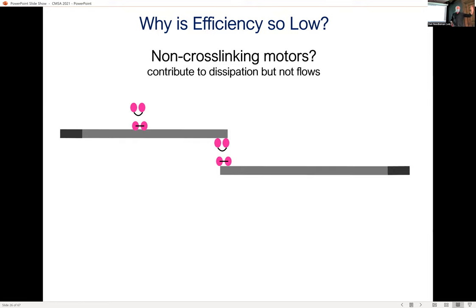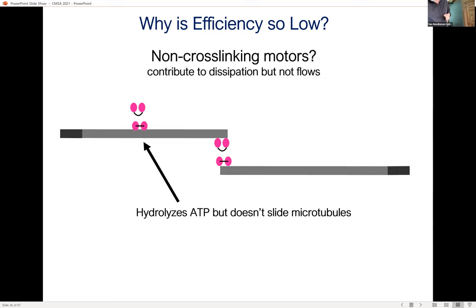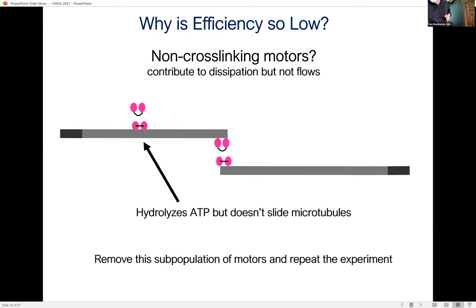The important thing I didn't mention is that the motors only use ATP when they walk on microtubules. So a motor that's floating in solution is basically not hydrolyzing ATP, but this guy over here will hydrolyze ATP and walk along a microtubule, but it's not going to be sliding microtubules relative to each other. So maybe a lot of the dissipation is from motors like that. We can actually do an experiment to test that.